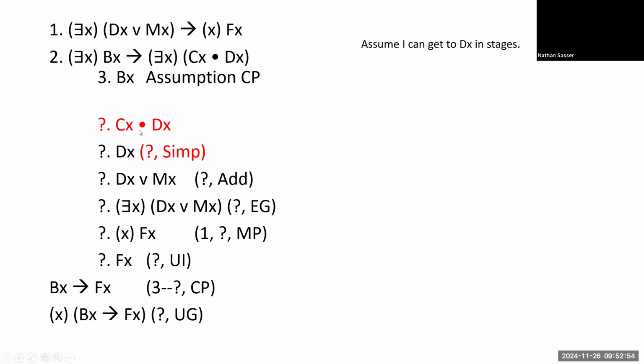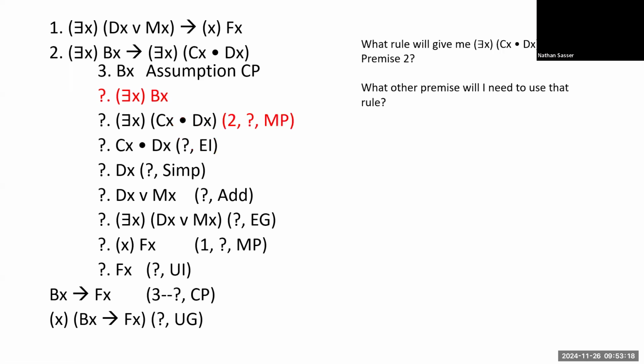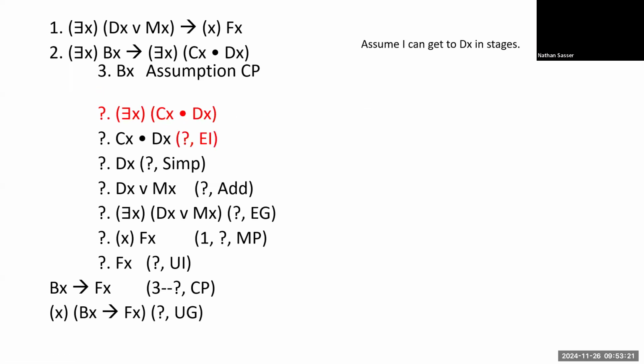All right, well, where am I going to get the unquantified Cx and Dx from? Obviously, from the quantified version. Well, what rule do I know that's going to give me the unquantified version, the contents of an existentially quantified statement? Yeah, that's right. Existential instantiation. So here's how I'm going to get to that. All right. Well, guess what the question is now? How am I going to get this, there is some x such that Cx and Dx?